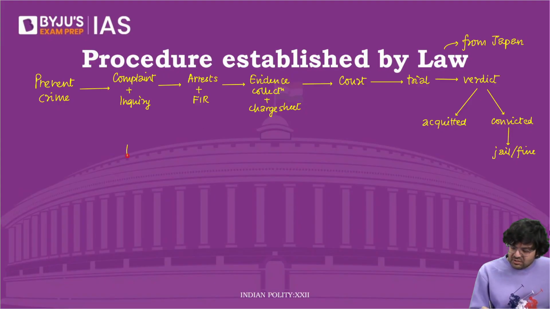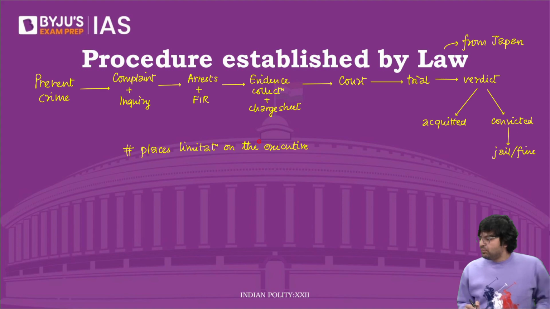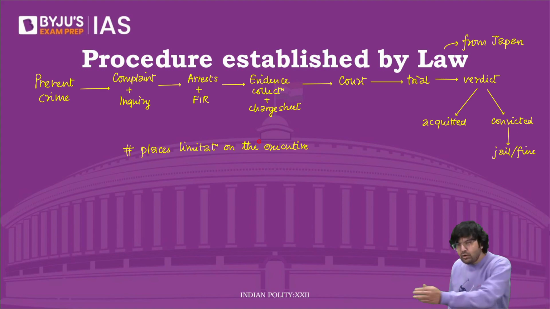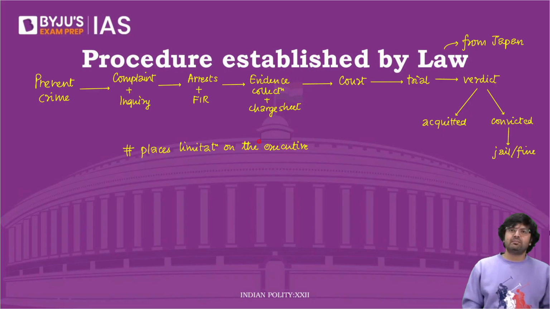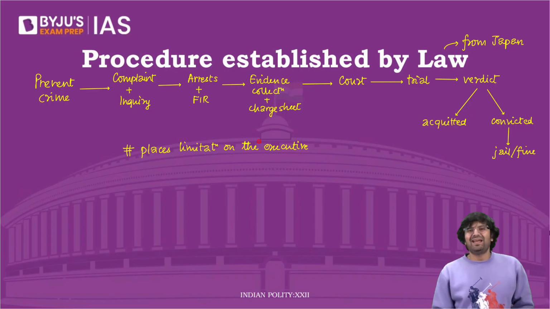Which actually does what? Places limitation on the executive and its arbitrary parts. The police cannot randomly come and arrest you. No. They have to follow this procedure, come what may. So places limitation on the executive.